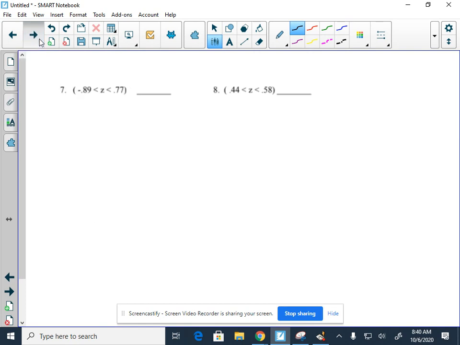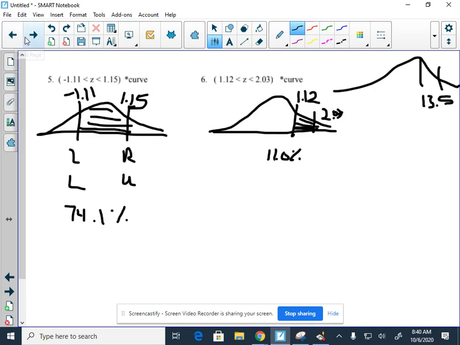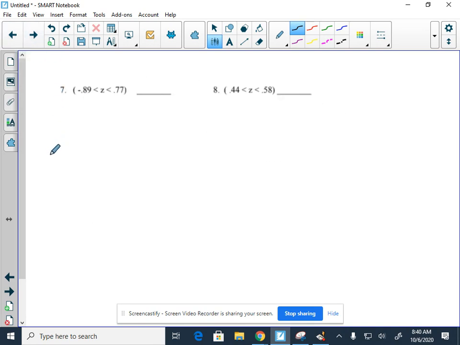So did everybody get 11%? Oh wait, hold on. I'm still typing it in. Okay, so you got 11%? 11%. Perfect. 11.0. All right, next one.